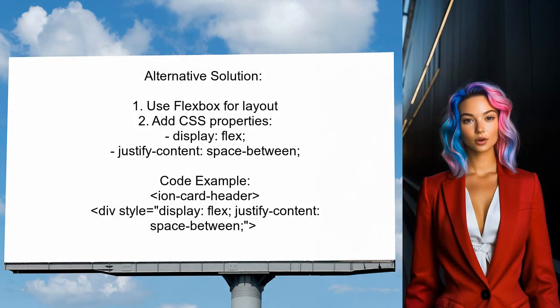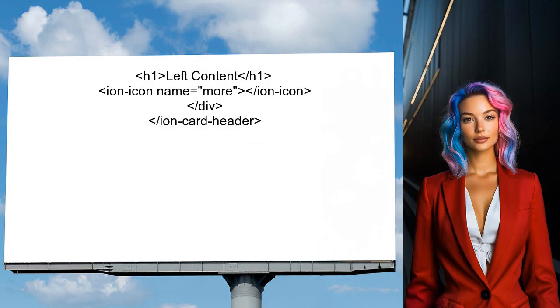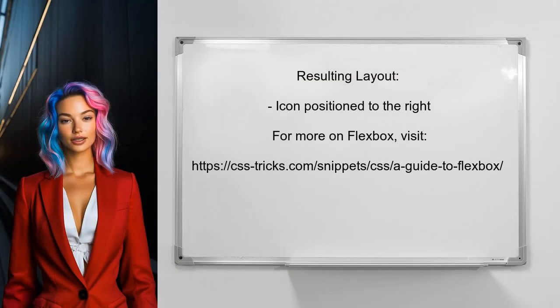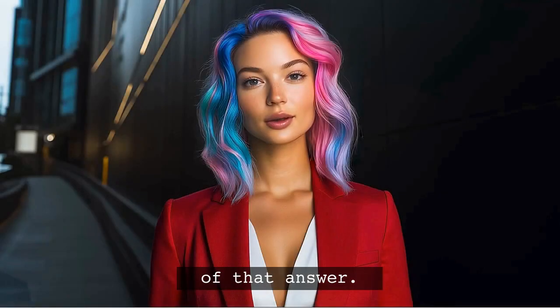An alternative solution suggests using the Flexbox module to position the icon on the right. By adding two CSS properties to the parent element, you can achieve the desired layout. This method allows for a clean separation of content, ensuring the icon is aligned to the right as intended. For more details on Flexbox, check out the tutorial linked in the description. That's the end of that answer.